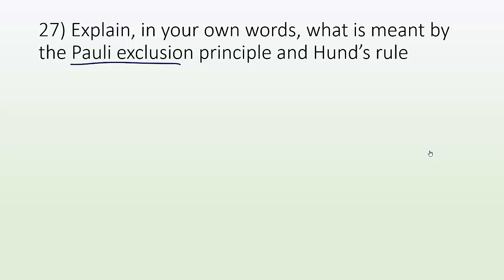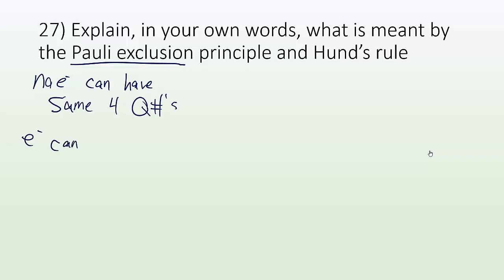All right, so in my own words, Pauli exclusion principle is saying that no electron can have the same 4 quantum numbers. And what that's saying really is like the electrons can't be identical, right? If we're talking about where these electrons are, they can't be in the same place. Minimally, they have to have different spins. So they can't have the same 4 quantum numbers. They can't be identical.